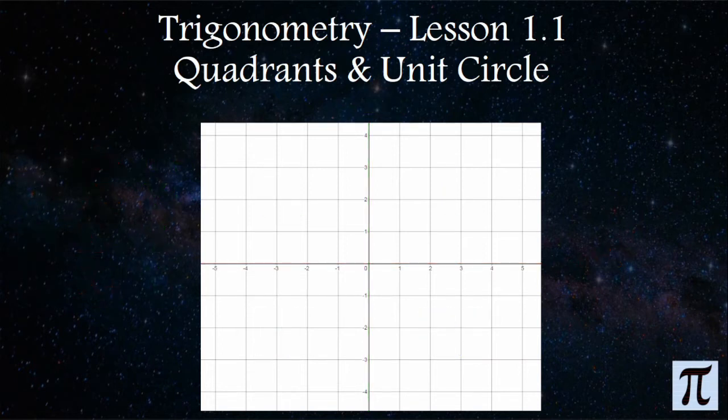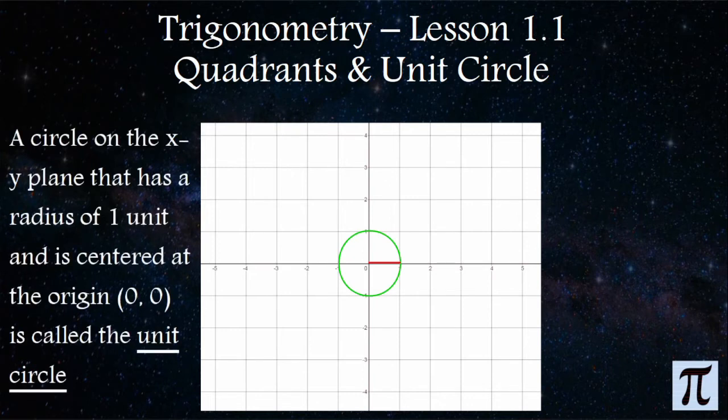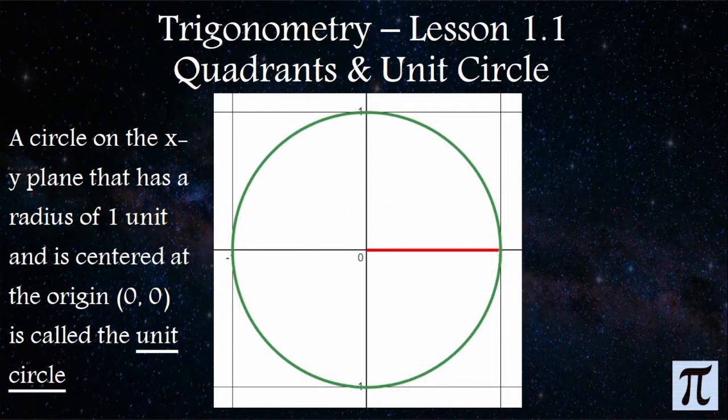So let's remove all of that and draw a circle. A circle on the xy plane that has a radius of 1 unit and is centered at the origin, where x and y are both 0, is called the unit circle. Let's zoom in a little bit on this. Here you can see it touches the x and y axis at all of the 1 and -1 points. The red line denotes the radius, which is exactly 1 unit long.